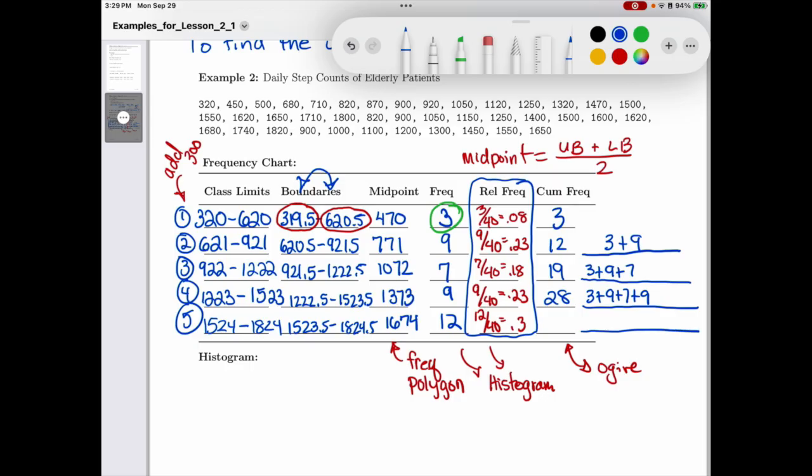The last class, I'm going to add up all of the frequencies, and because I'm adding all of the frequencies, it should total to the number of data values that we have. So I'm going to take 3 plus 9 plus 7 plus 9 plus 12. I'm going to add them all up, and then I get 40. If this number does not come out to the number of values you have in your data set, you made a mistake somewhere and you got to go back and double check your work.